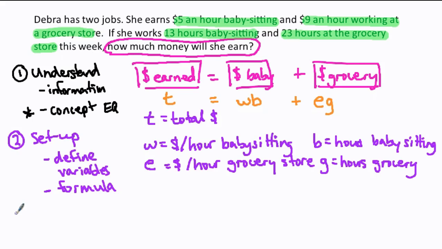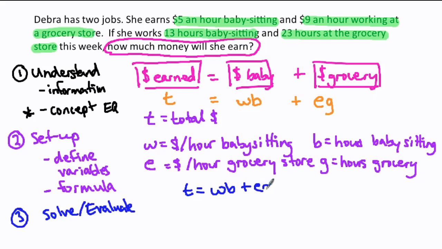The third part of this process now is really where we actually do the calculation side of things. It's the solving type. And this is just solving, or in some cases evaluating, depending on what our formula is. So the first thing we're going to do is substitute in everything we know into our original formula. So I'm just going to rewrite that below. T equals WB plus EG.